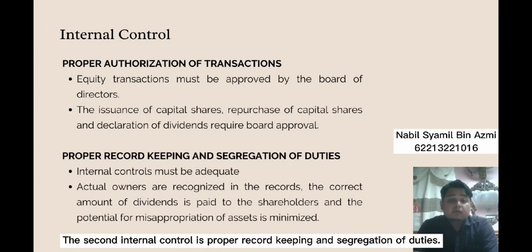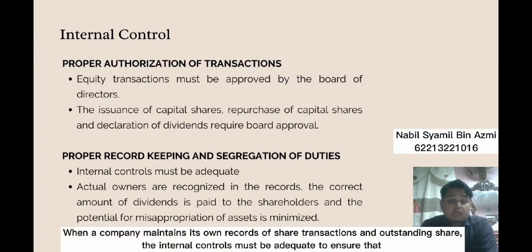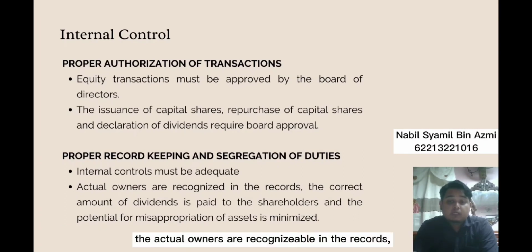The second internal control is proper record keeping and segregation of duties. When a company maintains its own record of share transactions and outstanding shares, the internal control must be adequate to ensure that the actual owners are recognizable in the records, the correct amount of dividend is paid to the shareholder, and the potential for misappropriation of asset is minimized.